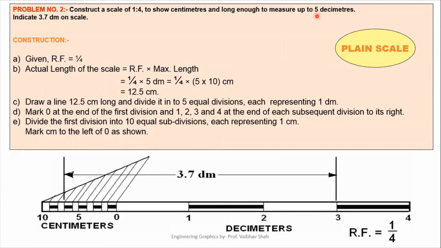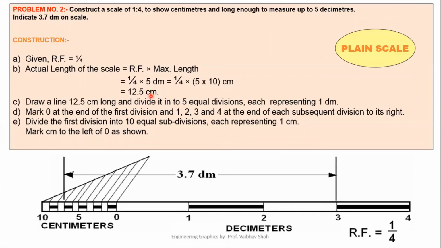Now decimeter, it is maximum distance which is 5 decimeters. So once again, we have to remember our unit conversion table, and as we know, 1 decimeter is equal to 10 centimeters. So we have to convert this decimeter into centimeter. So now we'll replace this decimeter by 10 centimeters. So we'll be having this final answer as 12.5 centimeters.